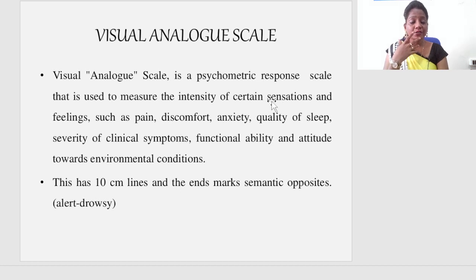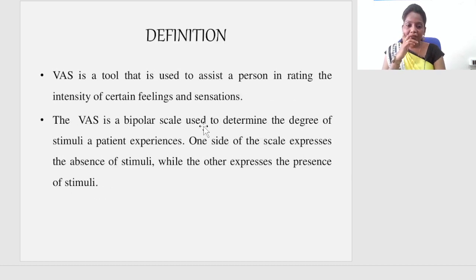So based on these qualitative sensations or assessments, like feelings such as pain, discomfort, anxiety or quality of sleep, or severity of clinical symptoms, functional ability and attitude towards environmental condition. And VAS is a tool that is used to assist a person in rating the intensity of certain feelings and sensations, especially in cancer wards. If they are suffering with chronic pain, then they will use this type of scale only.